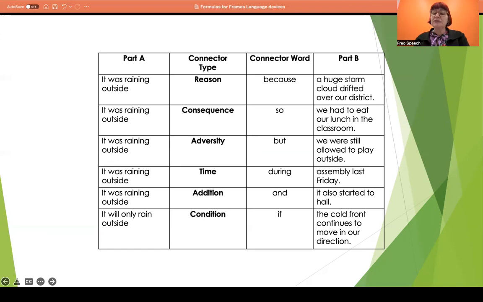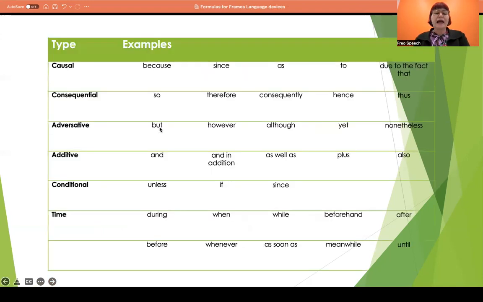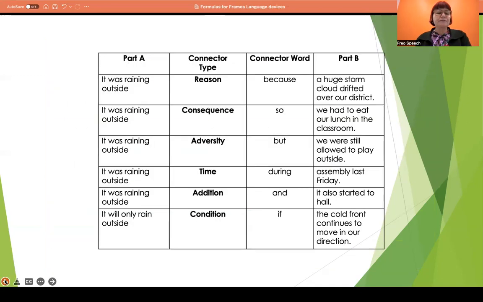We were still allowed to play. So let's have a look at some other words for "but": however, although, yet, nonetheless. And there were some words for "so": therefore, consequently, hence, thus. So you can see that there are some simple words that probably come into children's vocabulary fairly early on. But then if you want to improve the complexity of their sentences, you ask them to use more complex synonyms for those relationships between sentence parts.